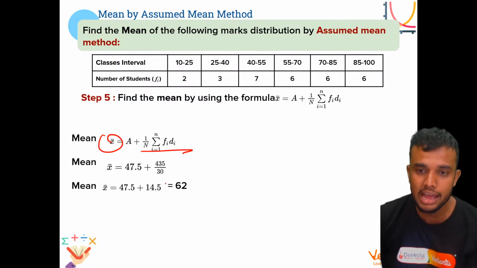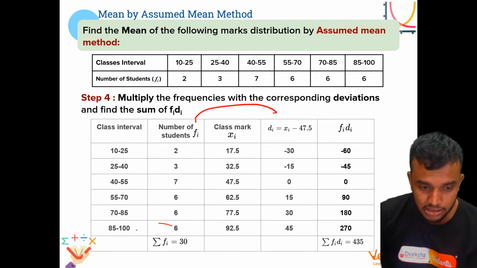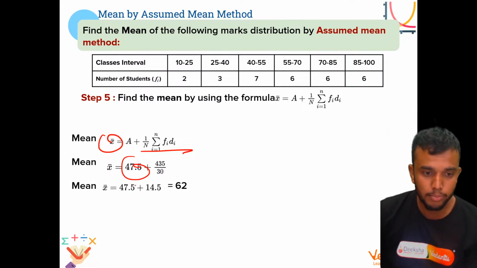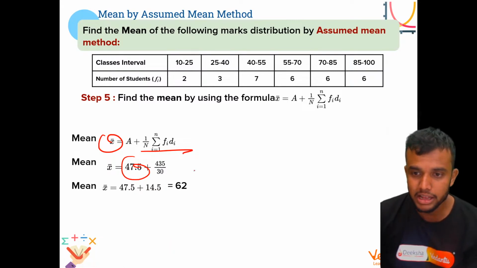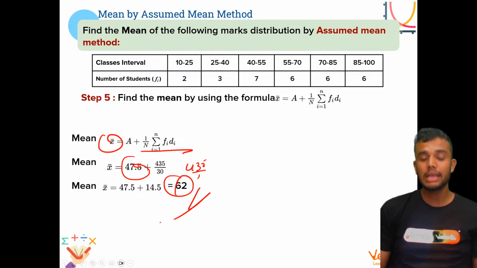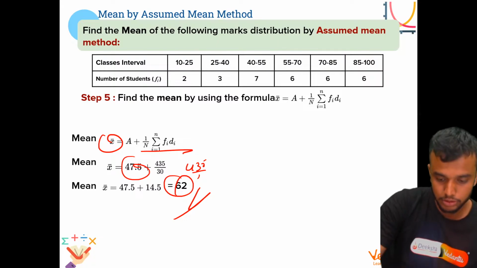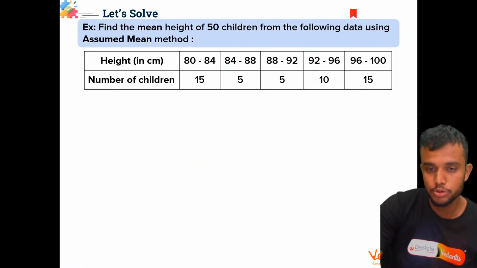Mean: the assumed value is 47.5. 1 by n is nothing but the frequency total. It is called n, right? 1 by 30, 1 by 30. Summation of fi di is 435, so 435 into 1 by 30. If you do that, you get the mean. It is an easy method. What do we call it, students? Which method? Assumed mean method.